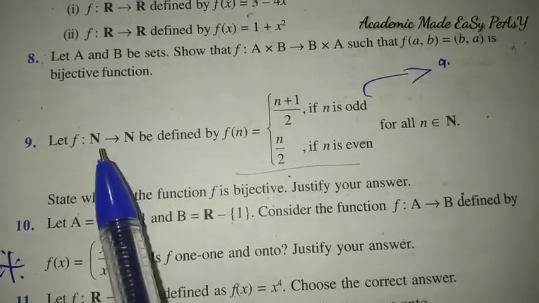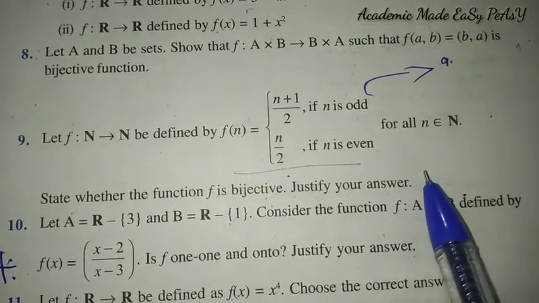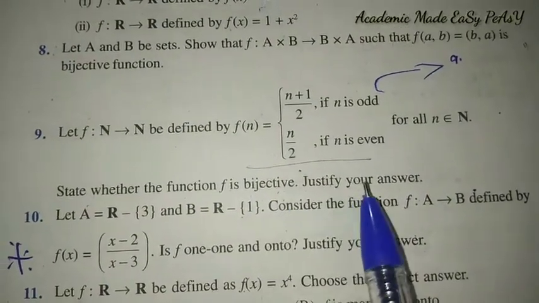Question 9. Let the function from N to N be defined by f of n. This is the given function. State whether the function f is bijective. Justify your answer.